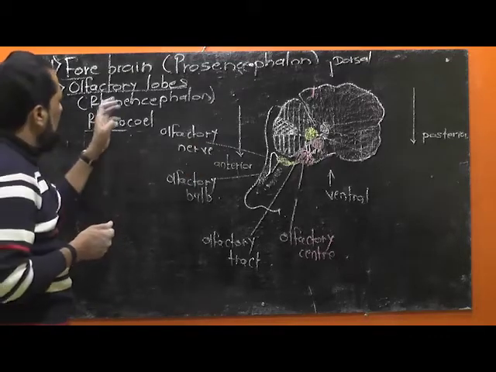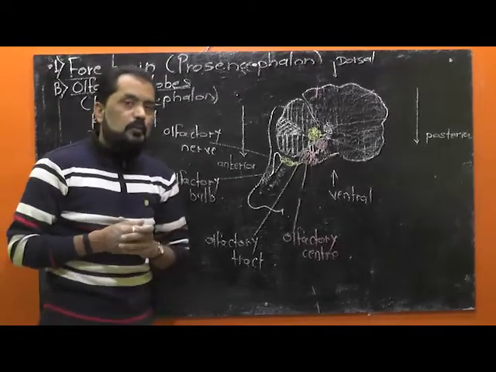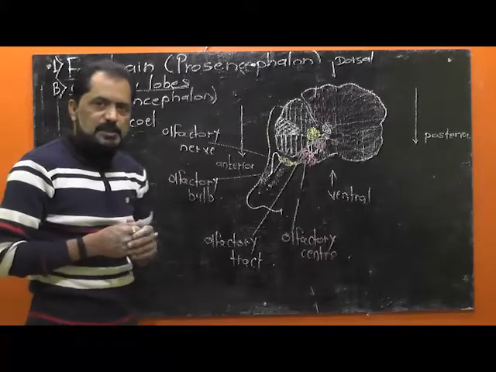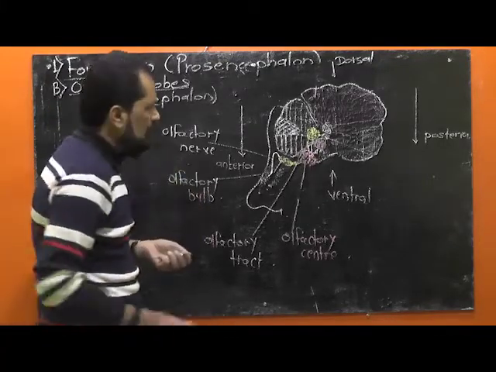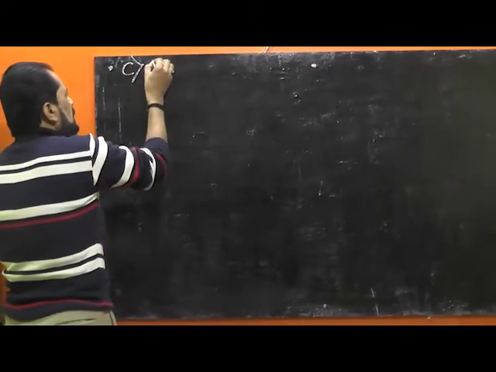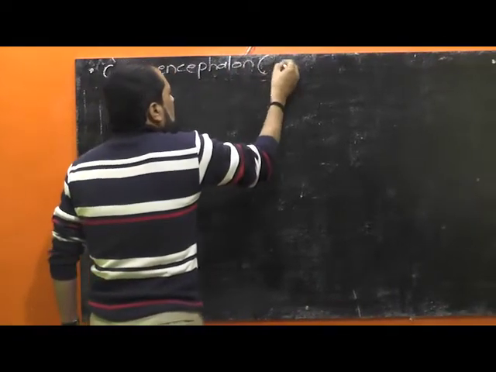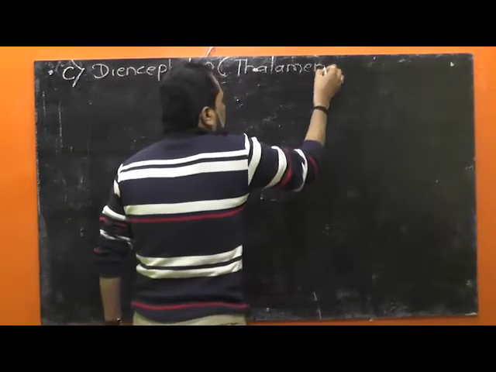So here we have considered the olfactory lobes. Now we have to move to the third and major part of the forebrain, that is nothing but the diencephalon. So let us move to the diencephalon. Third part of the forebrain, that is diencephalon. It may be known as thalamencephalon.